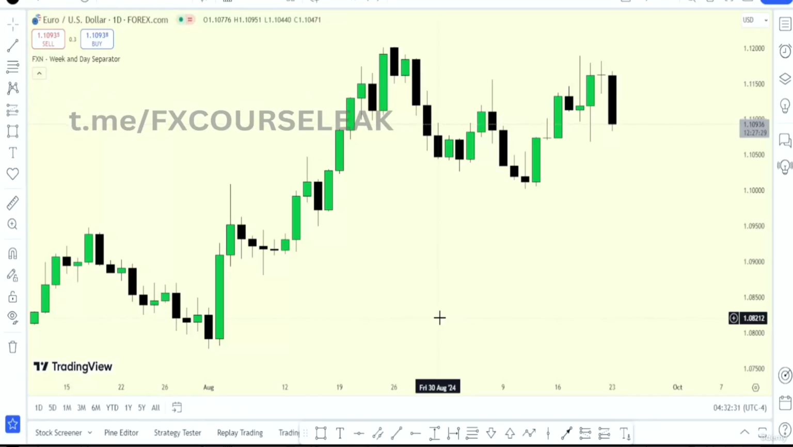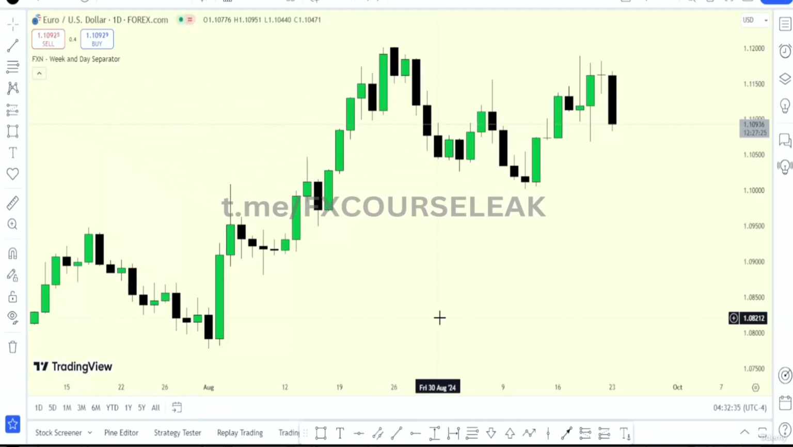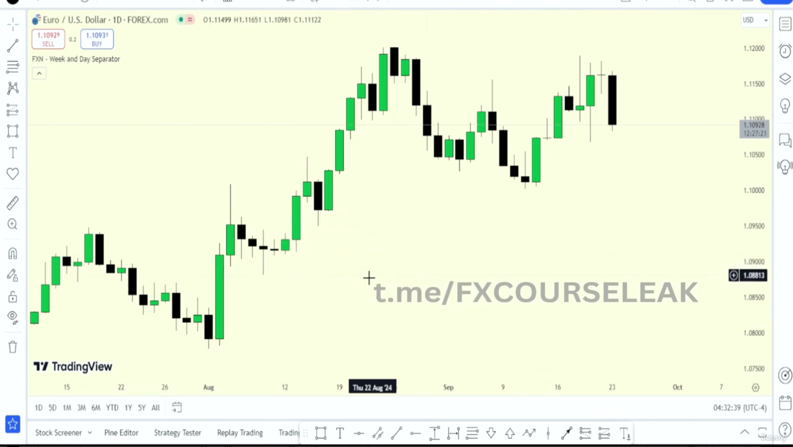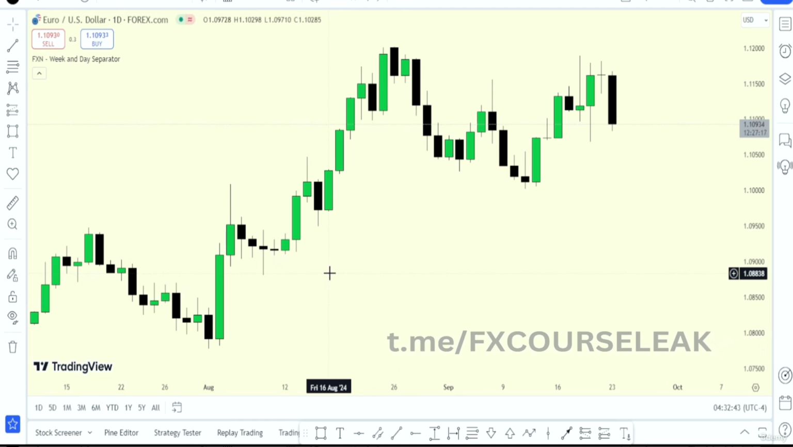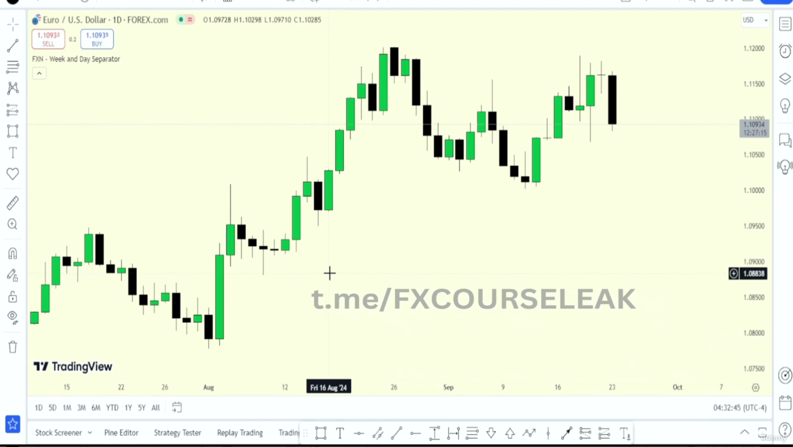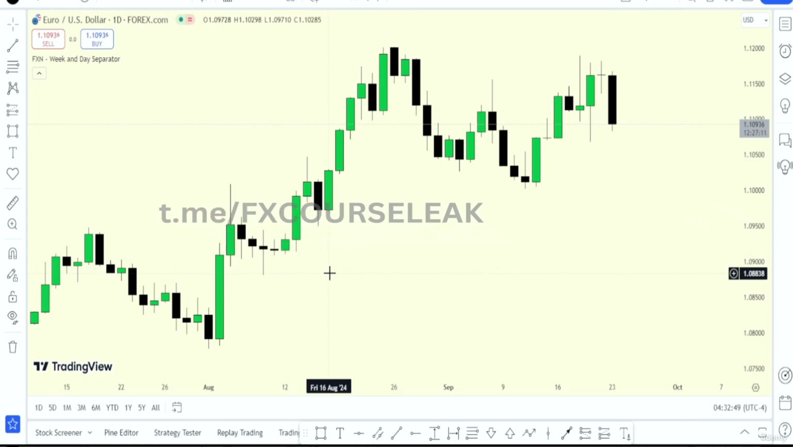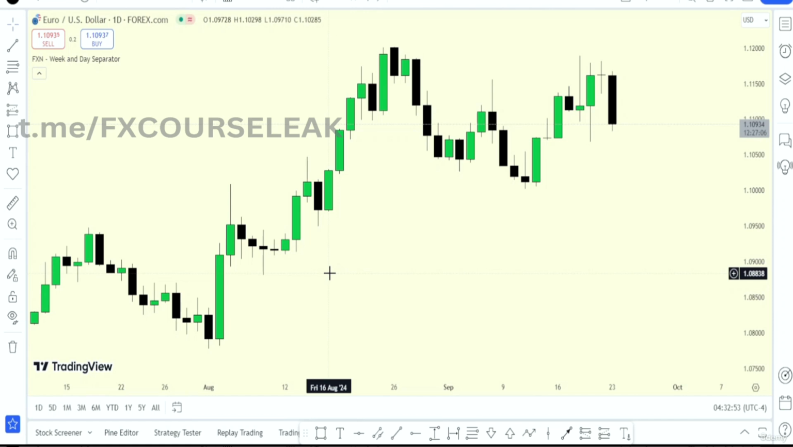Welcome back to this lesson, and in this lesson we'll be explaining about a fair value gap. Okay, what is a fair value gap? A fair value gap is a gap that shows inefficiency, or also we can say that it is an imbalance in which the market can come and rebalance so as to fill the inefficiency.